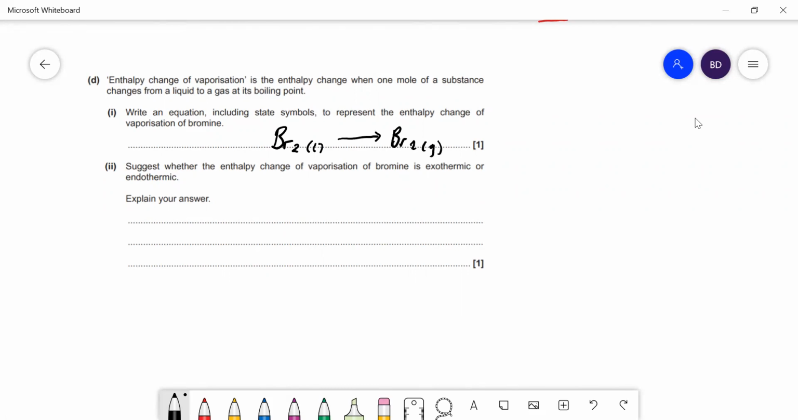Suggest whether it's going to be exothermic or endothermic. It's obviously going to be endothermic. Why is it going to be endothermic? It's because you're having to break intermolecular forces. In this case, these forces are dispersion forces, and it requires energy to break them to separate the molecules so they're in the gaseous phase.